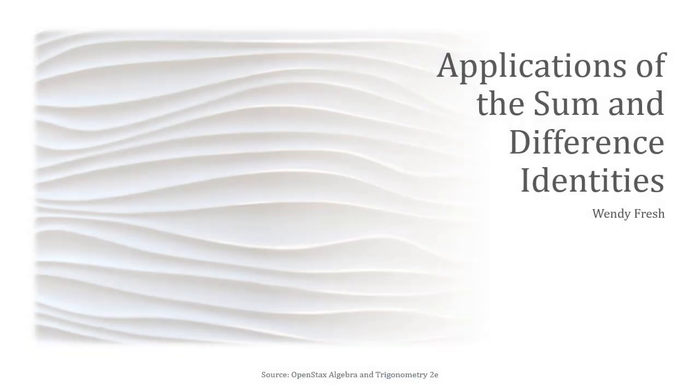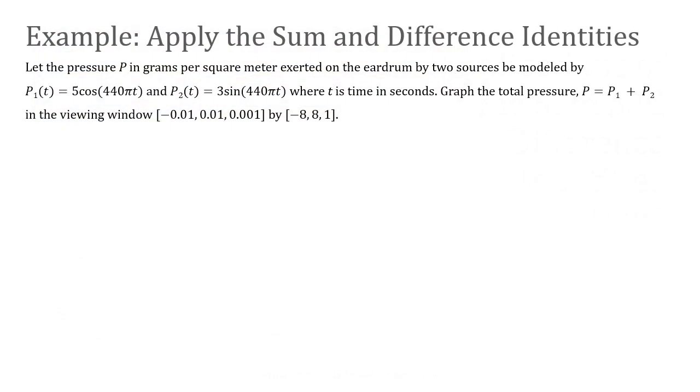In this video, we'll apply what we've learned so far about sum and difference identities to look at some applications. Example: let the pressure P in grams per square meter exerted on the eardrum by two sources be modeled by the functions P sub 1 of t equals 5 times the cosine of 440 pi t, and P sub 2 of t equal to 3 times the sine of 440 pi t, where t is time in seconds.